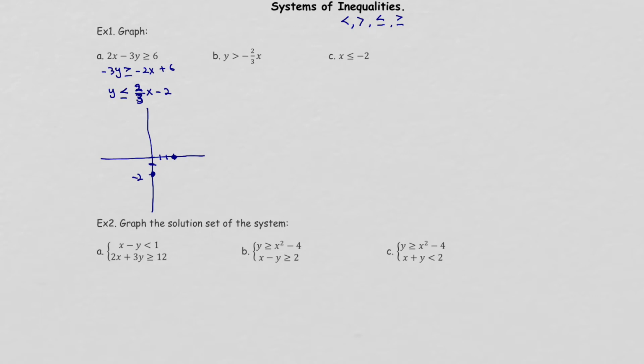And then we wanted to know if this is less than or equal to. Whenever you have less than or equal to, or greater than or equal to, you're going to use the solid straight line. But if you have only less than or greater than, you're going to use a dotted straight line. So this is less than or equal to, you're going to use the solid straight line.